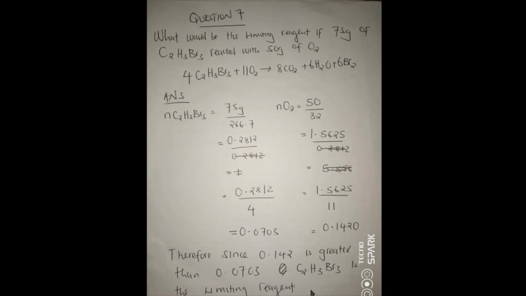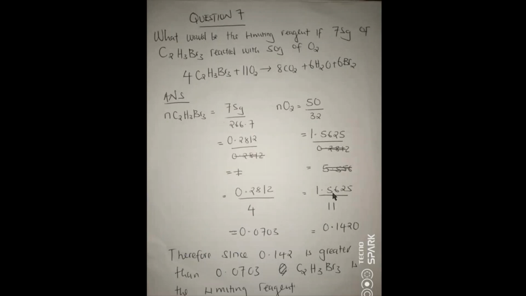Question 7. What would be the limiting reagent if 75 grams of that compound reacted with 50 grams of oxygen in this reaction here? So first of all, find the number of moles of this compound. So 75 grams, this is the relative molecular mass. These are the number of moles. The number of moles of oxygen in 50 grams is this. Okay. And then get the stoichiometric coefficient. So the stoichiometric coefficient of this compound is here. Divide into the number of moles, it will give you this. The stoichiometric coefficient of oxygen is 11.